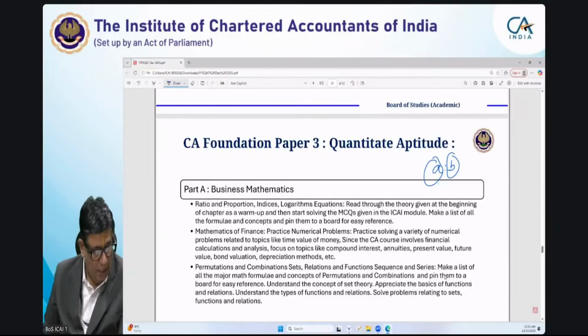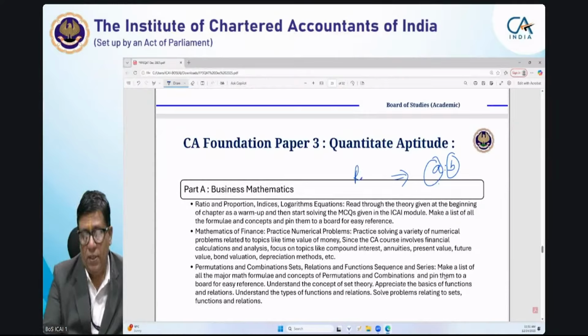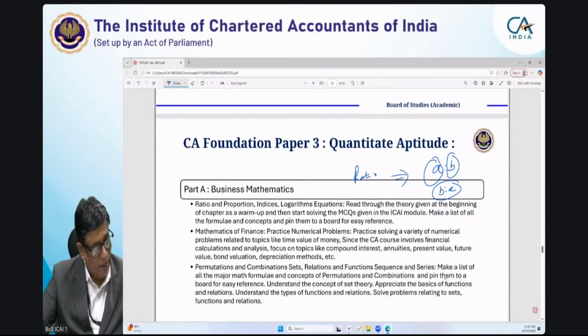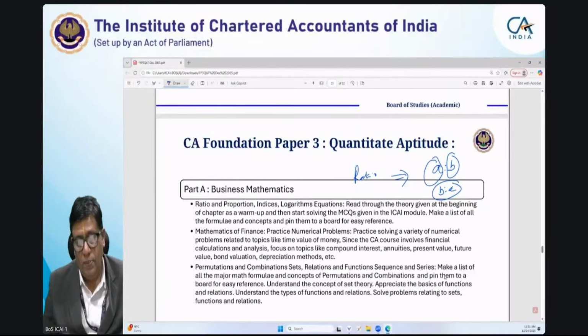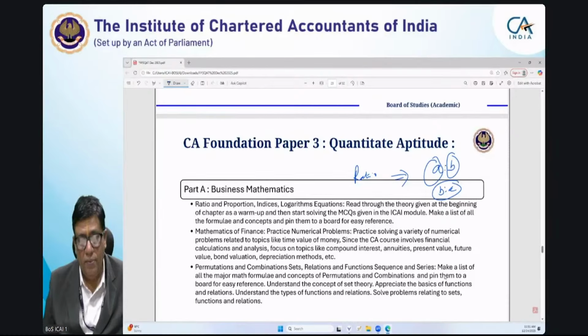And what is the inverse ratio? If this is the ratio A to B, the inverse ratio means reversing it, B is to A. And some properties related to ratios, what the continued ratios are, what the compound ratio is, and what kind of properties are related to the ratios.